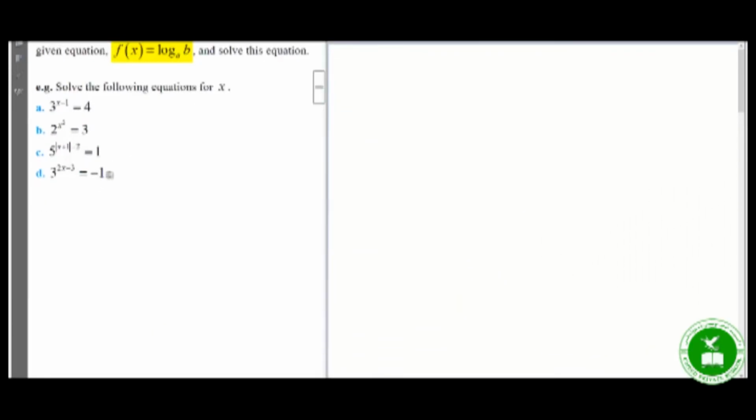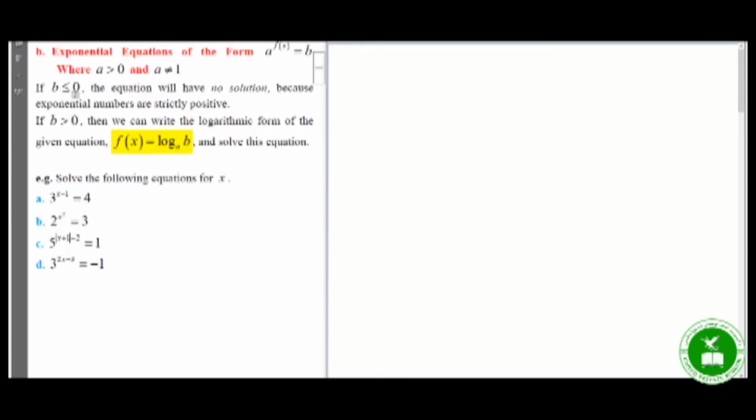The fourth example, as you see in here, 3 to the power of 2x minus 3 is equal to negative 1. We studied that if b is less than or equal to 0, it means if it's negative, it has no solution. So in this case, 3 to the power of 2x minus 3 is equal to negative 1 has no solution.